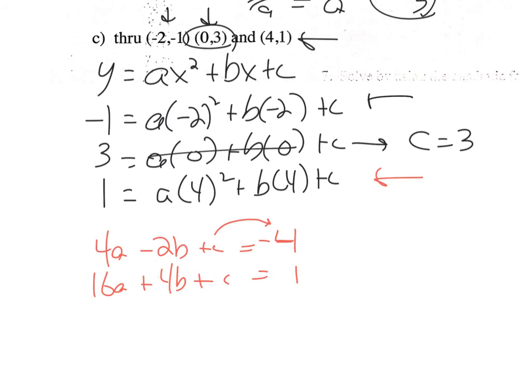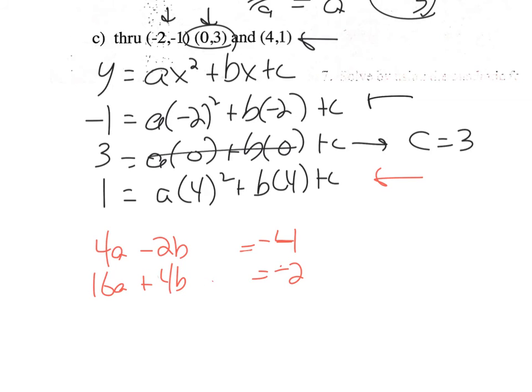So I'm going to go ahead and erase that c right there. Don't need it anymore. Same thing in the second one. I know c is 3. If I take the 3 over there, it becomes minus 3. 1 minus 3 is negative 2. So I'm going to erase all that and just make that negative 2.